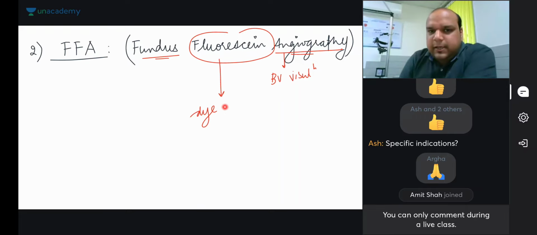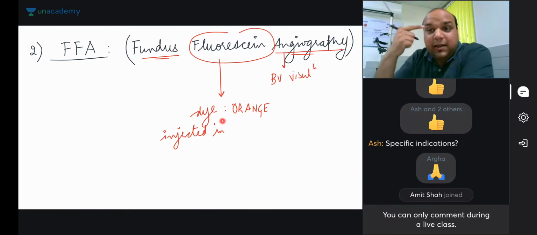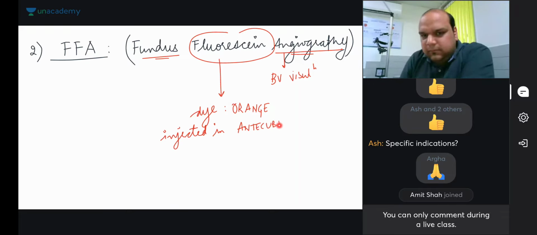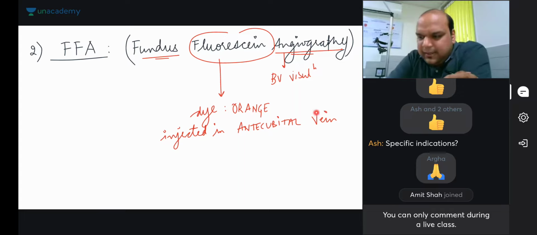Now, what is the color of the fluorescein dye? The color of the fluorescein dye, everybody, is orange. Am I correct, everybody? Where do we inject this dye? This dye is injected in the antecubital vein. Don't say in the retina or in the eye or intravitreal injection, guys. We inject in the antecubital vein.